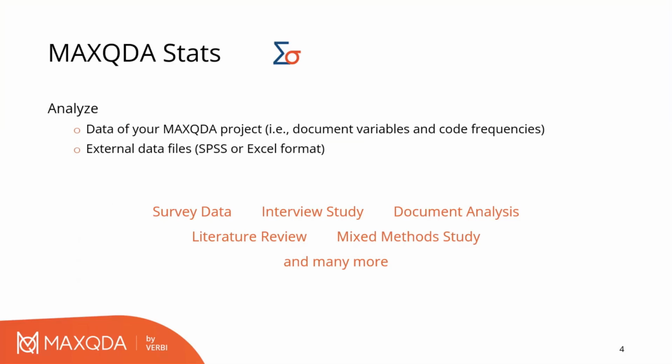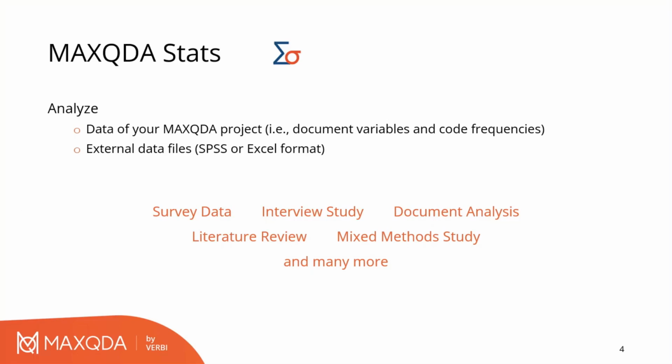So what can you analyze with MAXQDA Stats? It's the data of your MAXQDA project, that means the document variables and the code frequencies. Or you can work with external data files, which come in the format SPSS or Excel. So you are able to analyze survey data, interview studies, document analysis, literature reviews, or also a mixed methods study, and there are many more options there. You can also work with focus group data and include it in MAXQDA Stats, but usually on the focus group level, not on the speakers level. I'm saying this because there was a question there, and I will go back to that question later on.